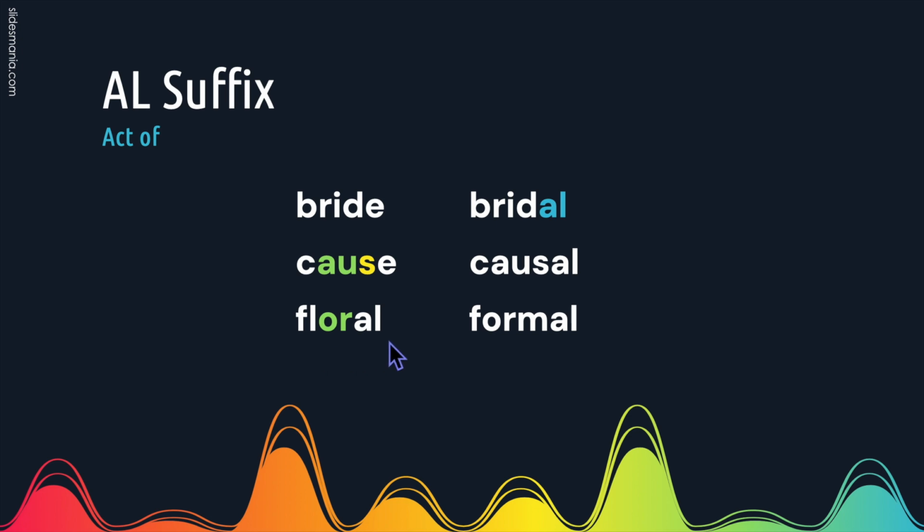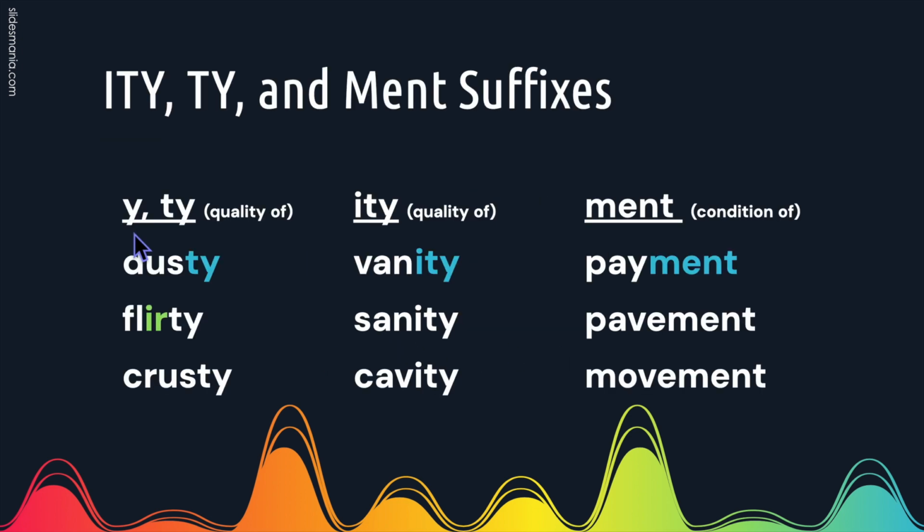OR says or, floral, formal. Adjectives ending in Y or TY mean the quality of. So right here we have dusty. Remember that a Y at the end of a longer word usually has a long E sound. So dusty has the quality of having dust. IR says ur, flirty, crusty. This suffix is -ity, which also means quality of. Vanity. Vanity means the quality of being vain, or obsessive, or caring too much about your appearance. Sanity. Cavity. -ment means the condition of. So a payment is something that has the condition of paying somebody.